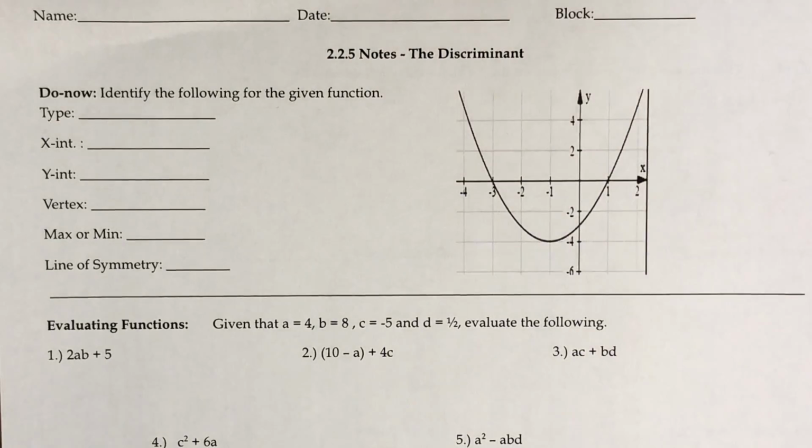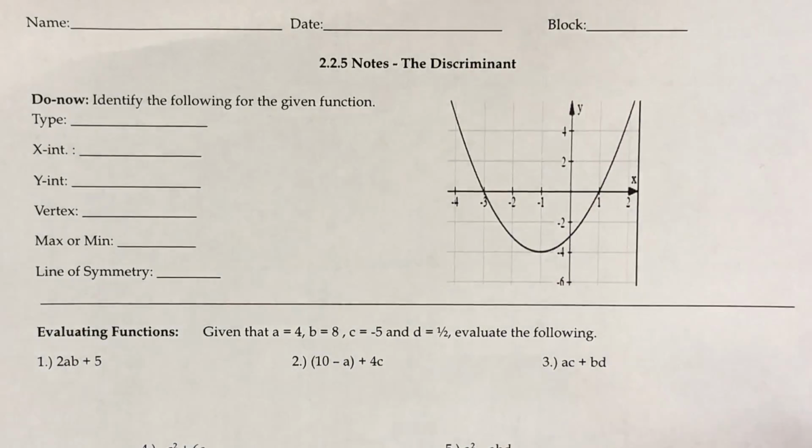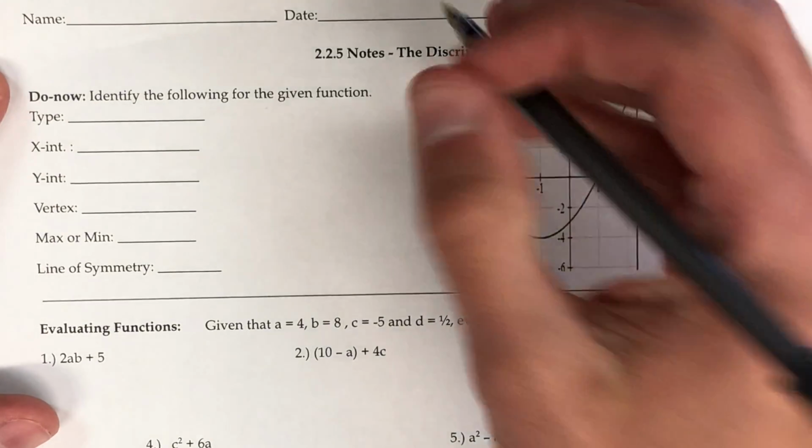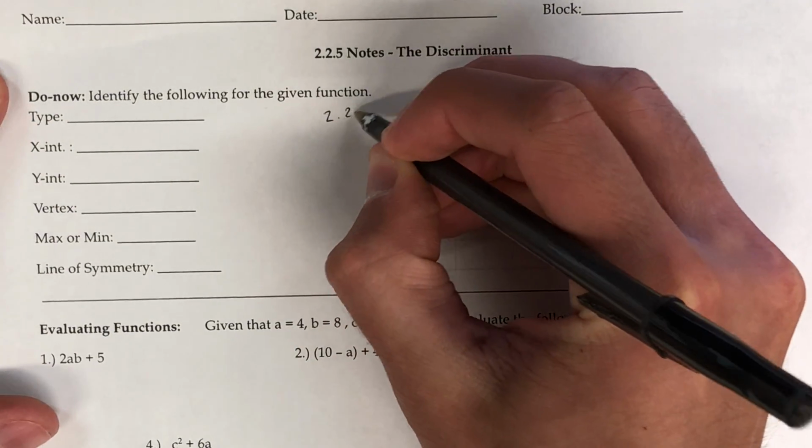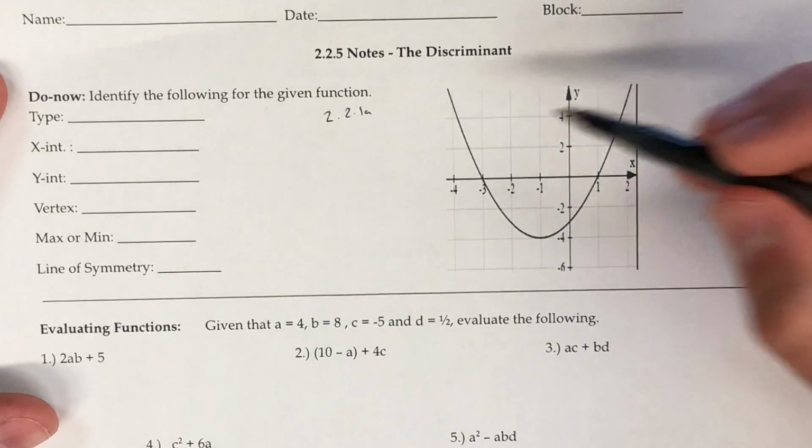Okay, 2.2.5, the discriminant. So we're going to get started with some review of our very first 2.0 target. This is 2.2.1a. So pause the video and give this a try on your own.